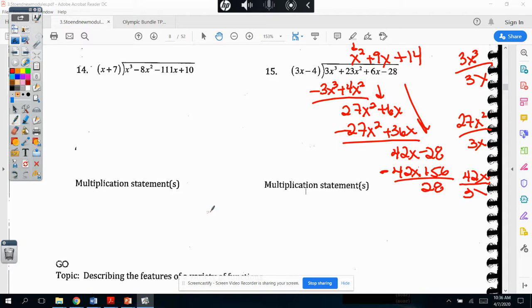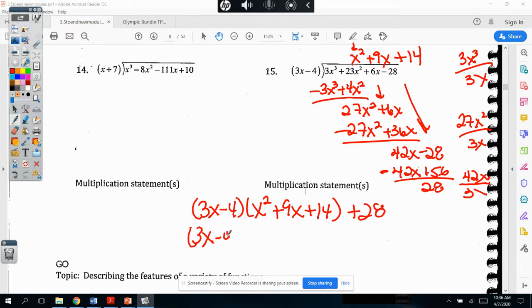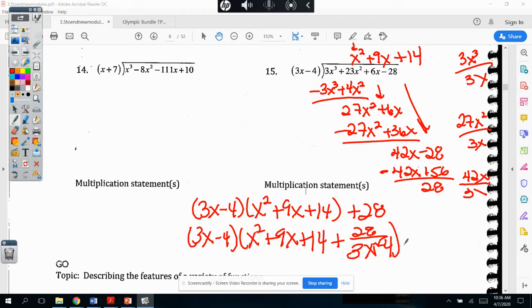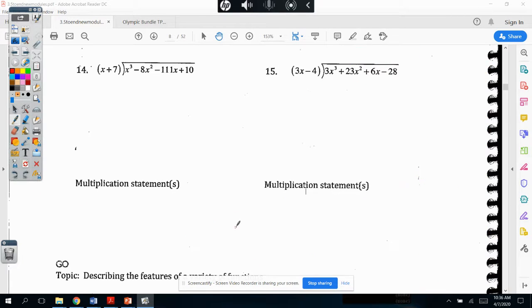So it's not a factor. And the last answer is 3x minus 4 times x squared plus 9x plus 14. Add the 28, or 3x minus 4, x squared plus 9x plus 28 over 3x minus 4. That's so sloppy. And that would be equal to 3x, like my pen's checking. I'm sorry. This is ridiculous. Plus 6x minus 28. All right. Those are the division problems.